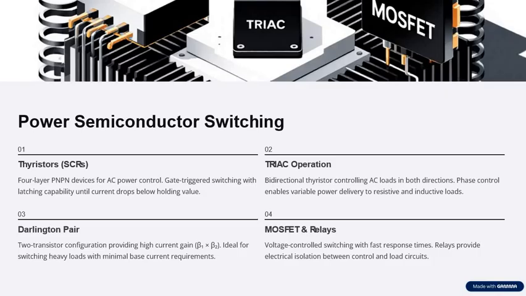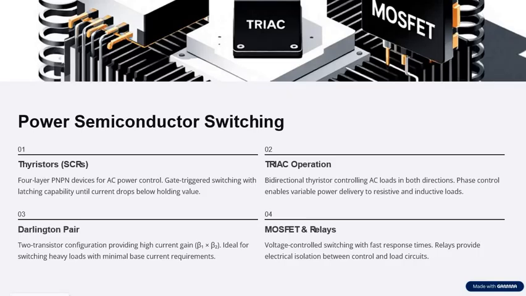And now power semiconductor switching. We need power semiconductor switches for the efficient operation of automation and electronic systems. There are four types of power semiconductor switches: the thyristor, also called the silicon controlled rectifier, the triac, the Darlington pair, as well as the MOSFET.